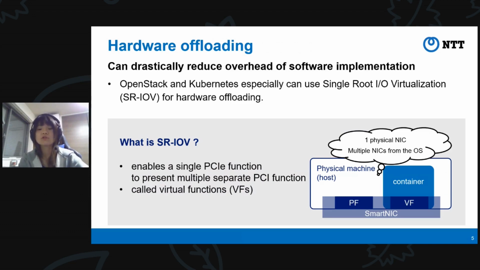What is hardware offloading? Hardware offloading can drastically reduce overhead of software implementation. OpenStack and Kubernetes especially can use SR-IOV for hardware offloading. SR-IOV enables a single PCIe function to present multiple separate PCIe functions. These separated multiple PCIe functions are called virtual functions, VFs.